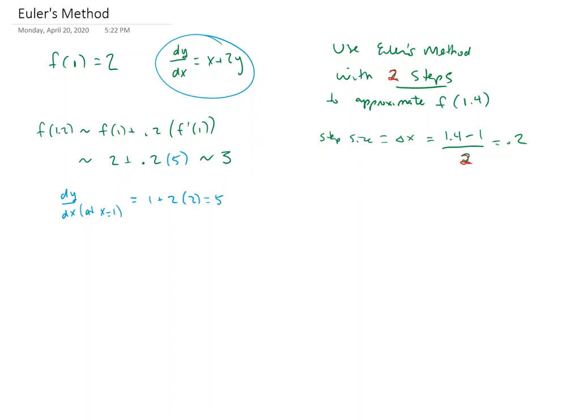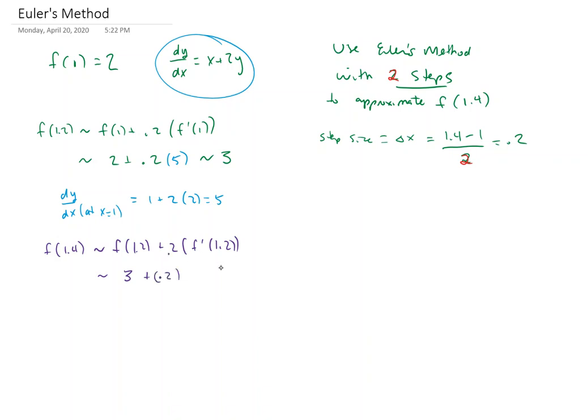Is it 3? No, we don't know it's 3, but it's our best approximation. We're going to use that to figure out now what's f of 1.4. Well, for f of 1.4, we're going to use our best approximation of f of 1.2. We're doing this in 2 steps. This is our second step. What's f of 1.2? Well, we think it's 3. And that's a 0.2. You might not be able to see it, but it's 0.2.